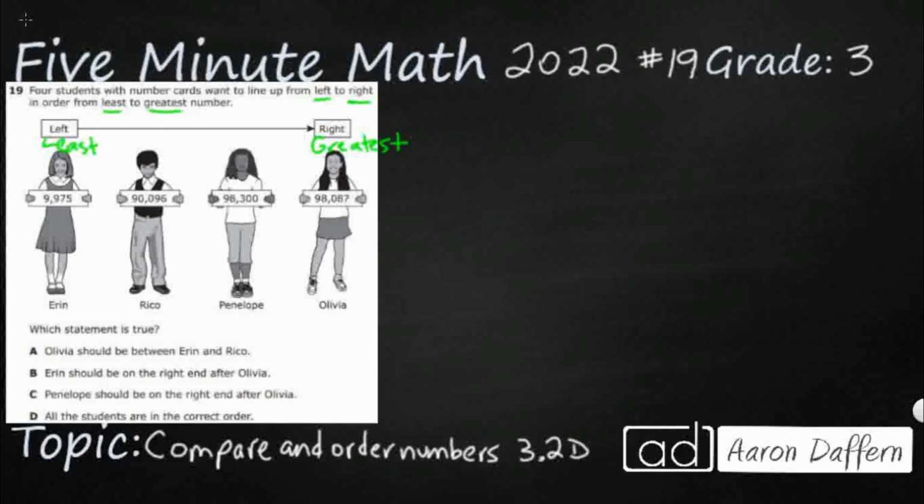All right, so which statement is true? I either need to rearrange these kids, or D is all students are in the correct order. So that is an option. Maybe they got it right. So I see these numbers go up to 5 digits. So let me draw a little place value chart to kind of help us keep things going here.